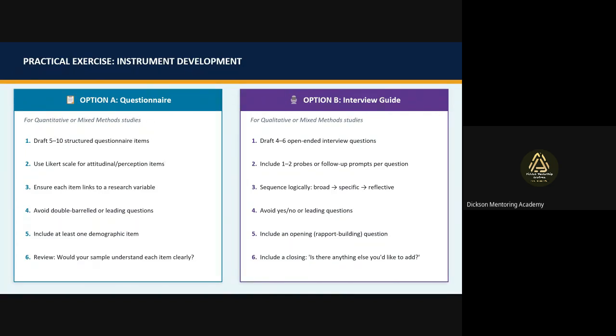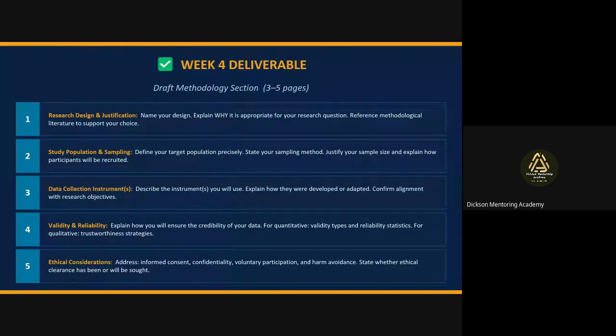This is a practical instrument development for questionnaire and interview guide. I can share the PowerPoint with us after now so that we can look at this too, if it appeals to us. But this is more for people who use questionnaires. Questionnaires are widely used in scientific research, and we can't do epidemiological research without a questionnaire. I'll share this with us after now if it appeals to us.